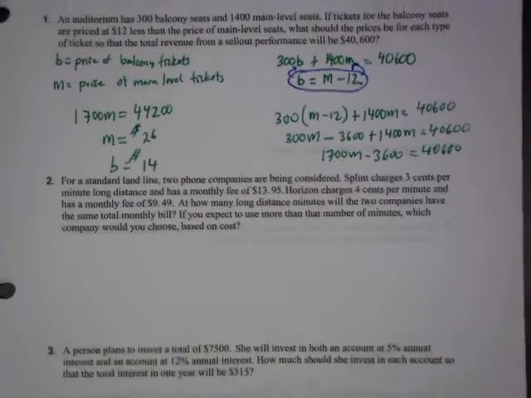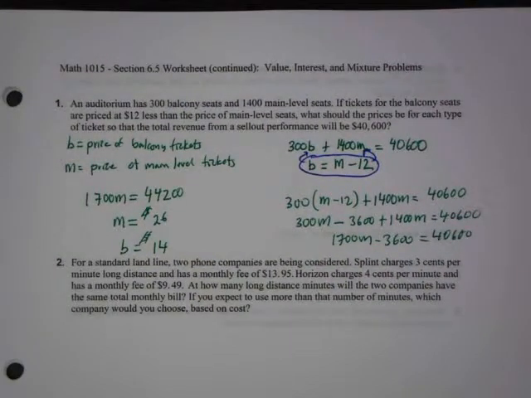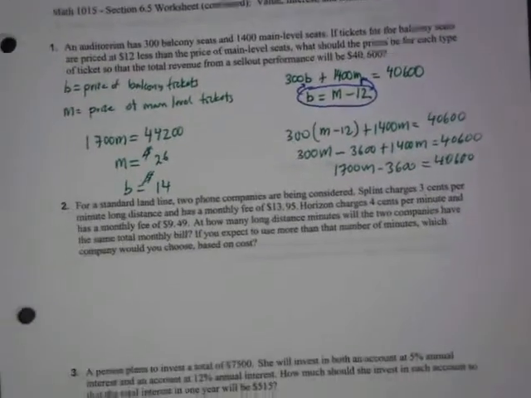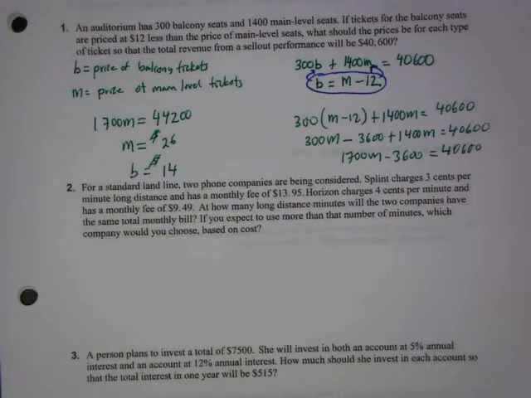Number 2 says, for a standard phone line, 2 phone companies are considered. Sprint charges 3 cents per minute long distance and has a monthly fee of $13.95. Horizon charges 4 cents per minute and has a monthly fee of $9.49. How many long distance minutes will the 2 companies have the same total monthly bill? If you expect to use more than the number of minutes, which company would you choose?